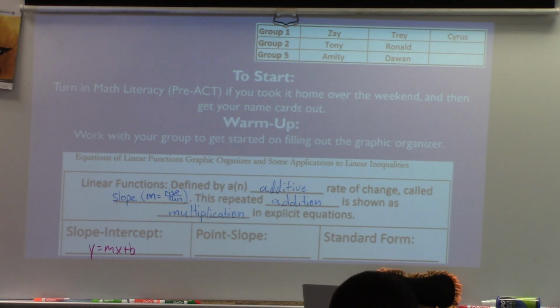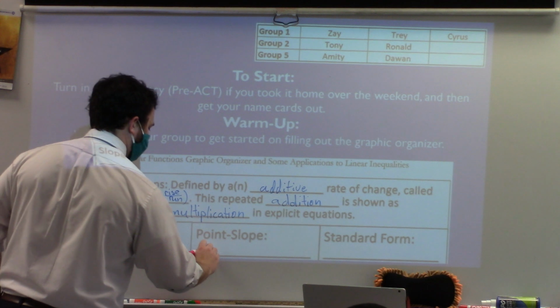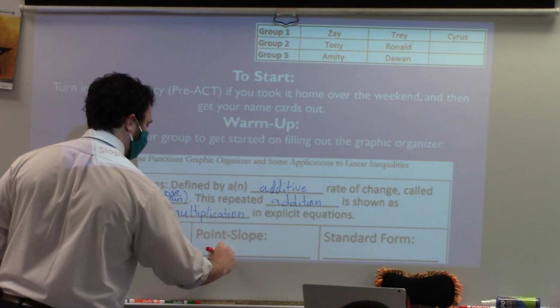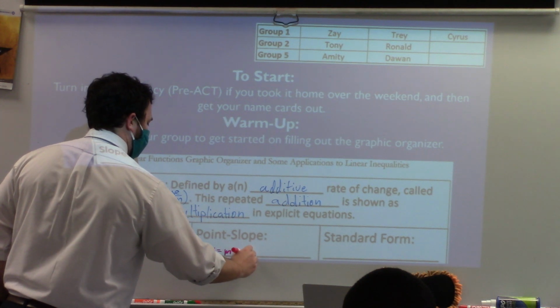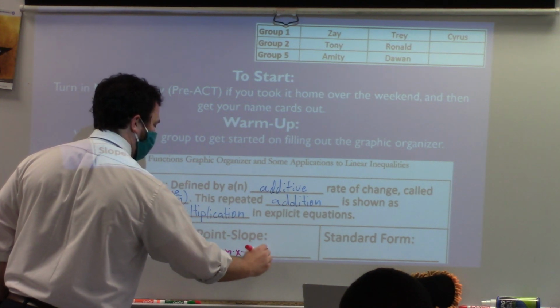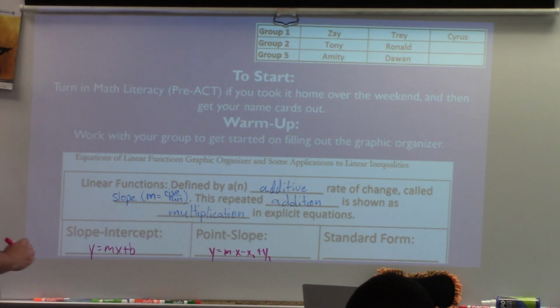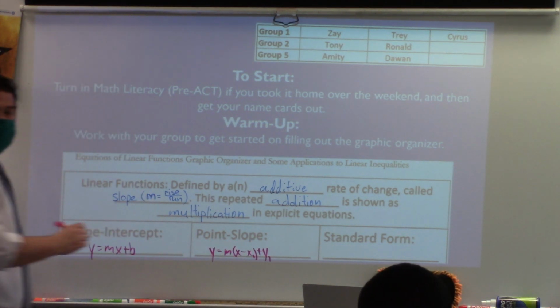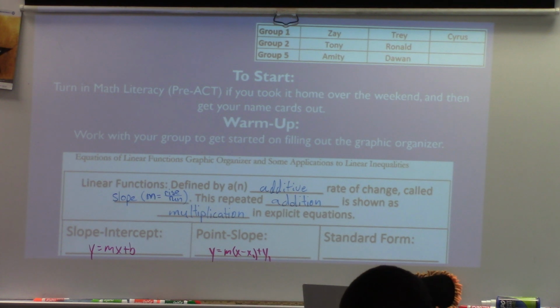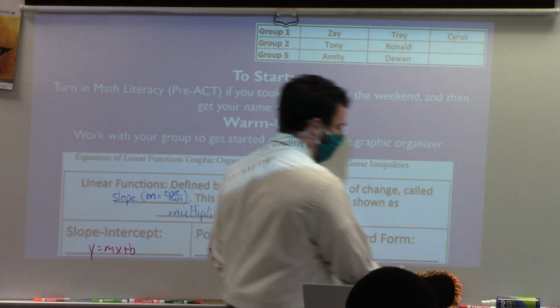Alright, point slope. y equals m times (x minus x1) plus y1. Like that? The x's are in parentheses. So the x minus x1 is in parentheses? Okay, so I need to fix that. Thumbs up if you agree. Sounds good. Alright, so y equals m times (x minus x1) plus y1.